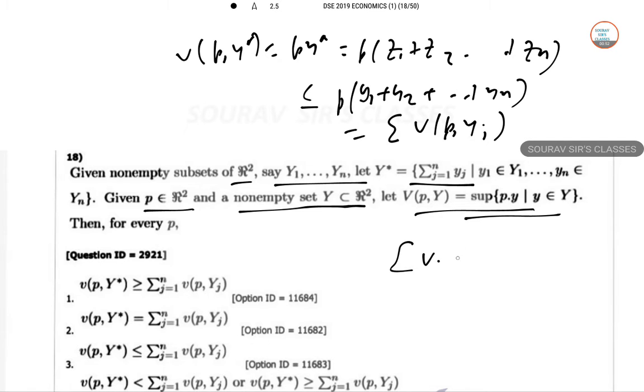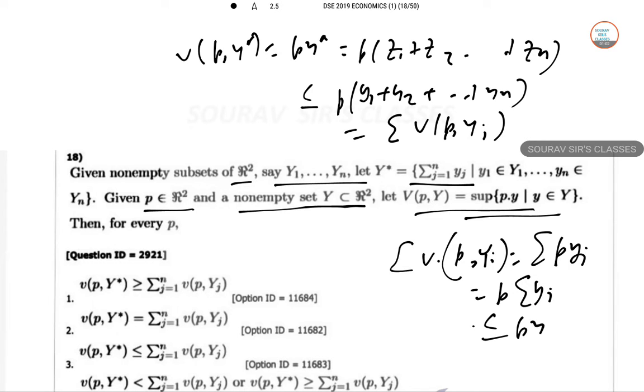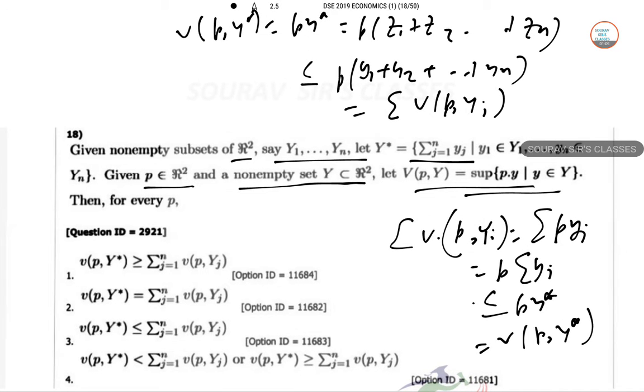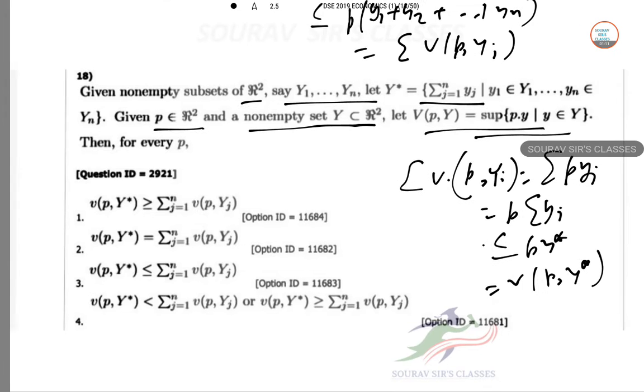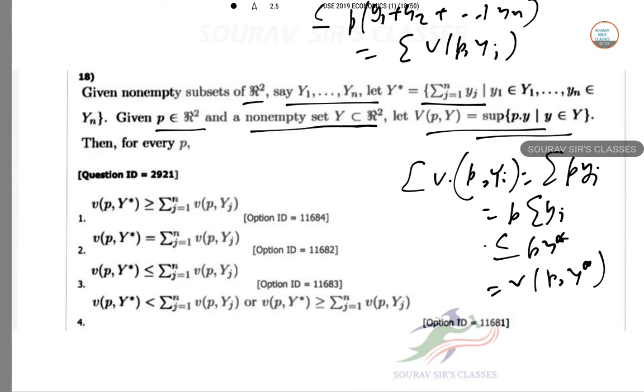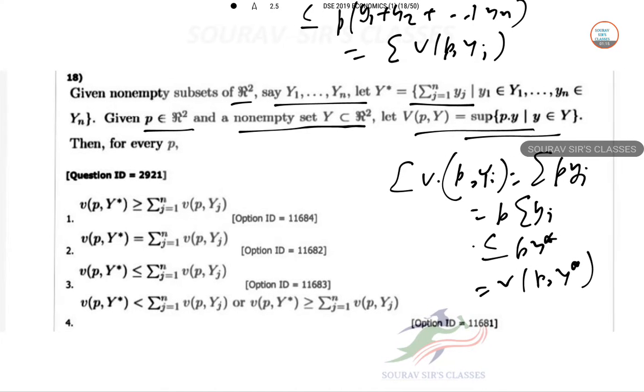Now this V of P of yi, this value function summation, is nothing but P of yi, with P inside and the summation of y outside, less than or equal to P of y star, and that is V of P of y star. So nothing but this will give you option number 2.